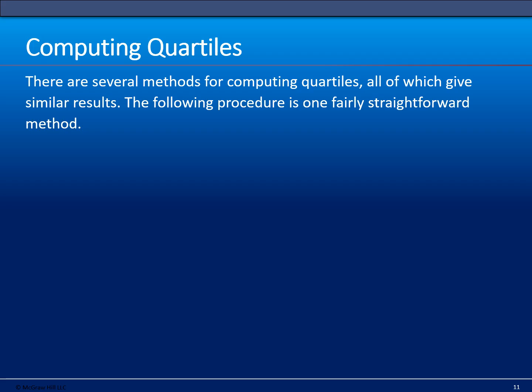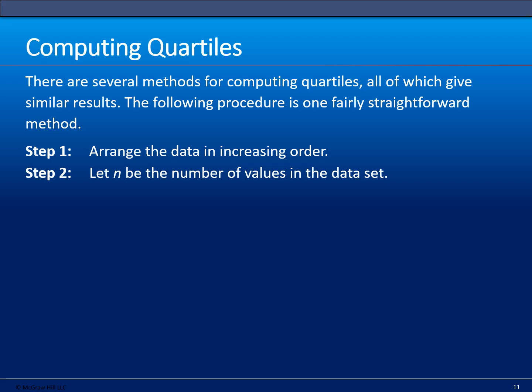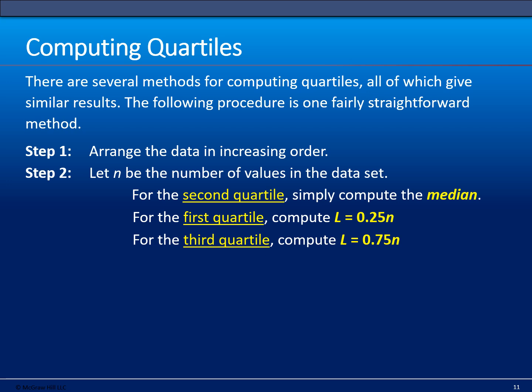These are actually quite simple to compute. We arrange the data in increasing order. We find the number of data points, n, the number of values in the data set. For the second quartile, we simply compute the median, the middle value. For the first quartile, we take L equals 0.25n. This is the position for that data point. And for the third quartile, we use L equals 0.75n, and this gives us the position of the third quartile data point.